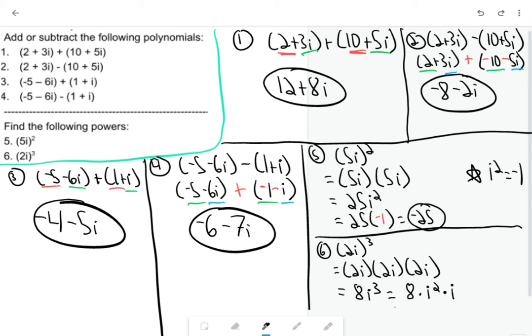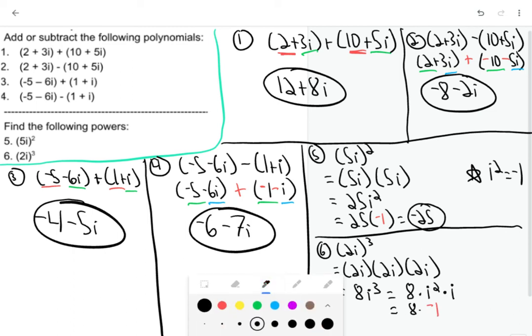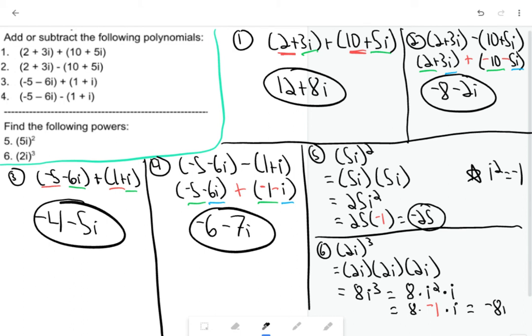So to simplify this, I break apart the i cubed as i squared times i. The reason I do that is now I can use the fact that i squared is equal to -1. So I can simplify this as 8 times -1 times i. So 8 times -1 times i is -8i. And that is our answer.